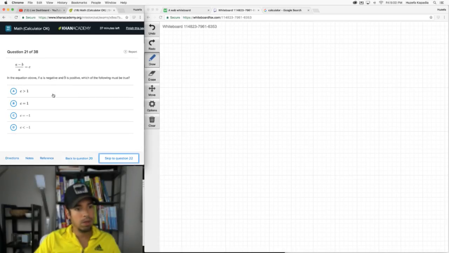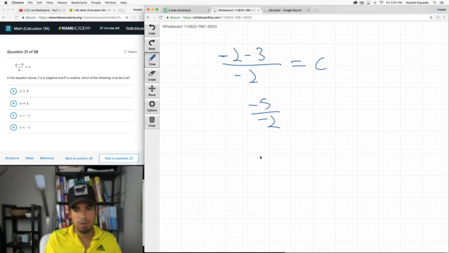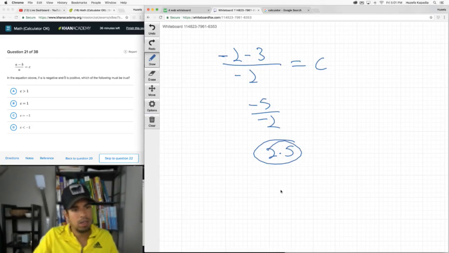All right, next, in the equation above, if A is negative and B is positive, which of the following must be true? A is negative, B is positive. Let's assume A is like -2, and B is like 3. Well, what do we get in this example? This would be -5 over -2, which is 2.5. Okay, it's a positive number, whatever.